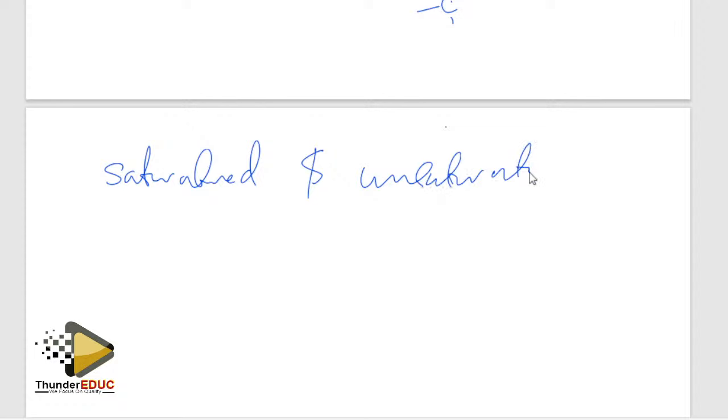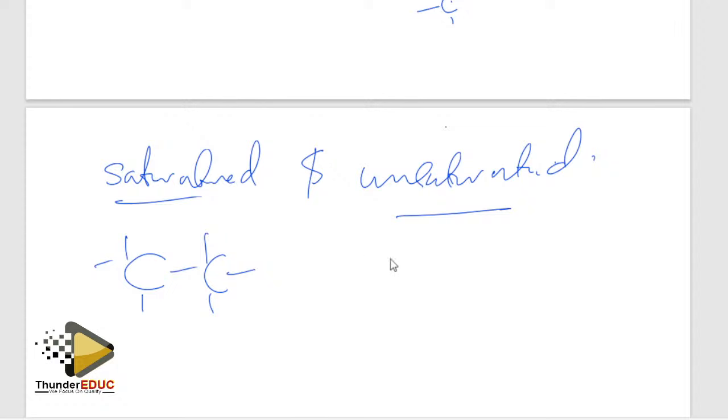Then, saturated and unsaturated compounds. So, how do I differentiate the two? Saturated compounds are compounds which have single bonds between the carbon atoms. Single bond throughout between the carbon atoms. Guys, make sure that you know this.